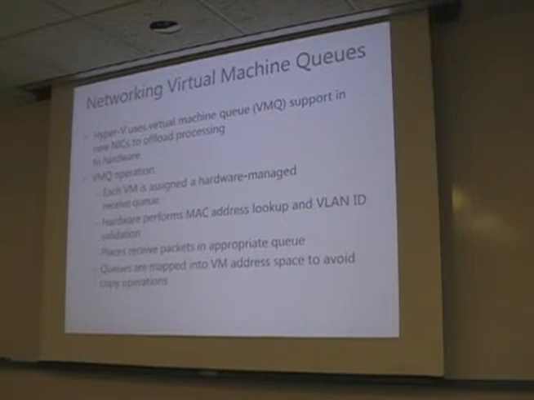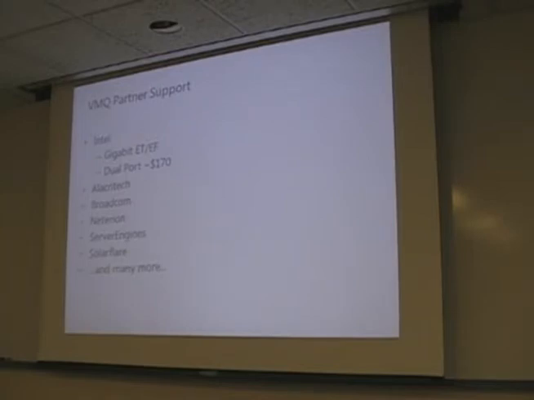Virtual machine queues. Hyper-V uses virtual machine queue support and new NICs to offload processing to hardware. This is kind of cool because that process doesn't take up your CPU cycles. It takes advantage of the underlying hardware that you have. We're running low on time, so I'm going to skip over some of this. There is lots of VMQ partner support.